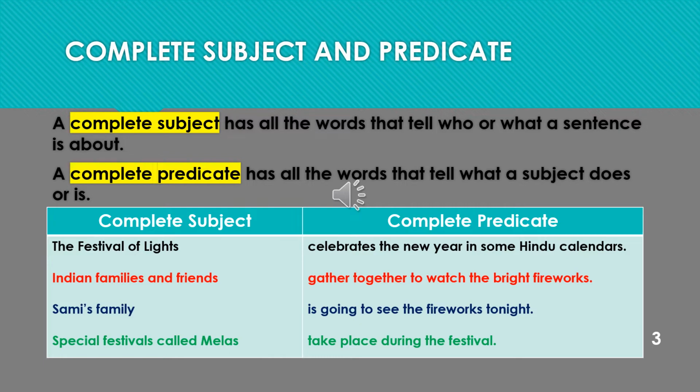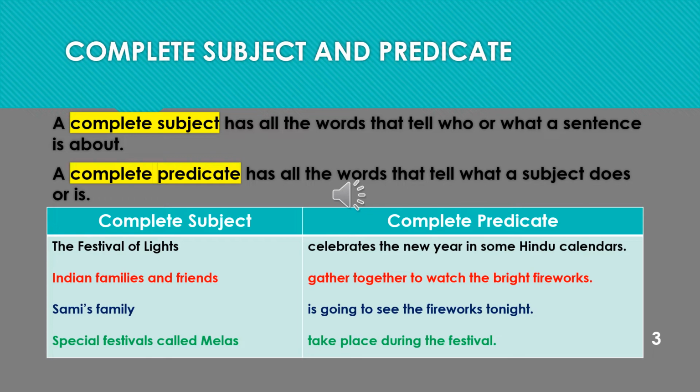Complete subject, complete predicate. The complete subject tells who or what a sentence is about. A complete predicate tells what a subject does or is. Keep it in your mind, and when you talk about a sentence, you are talking about the complete subject and complete predicate.